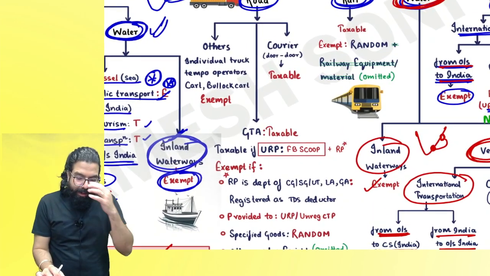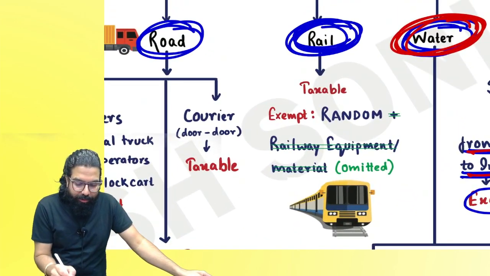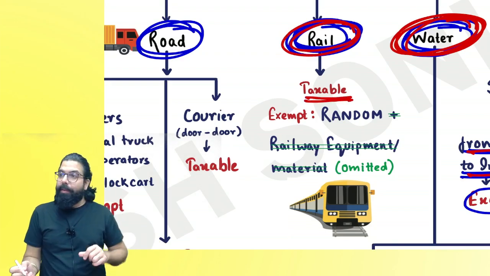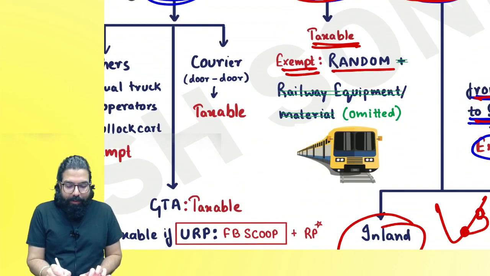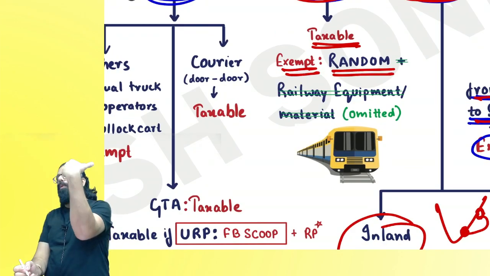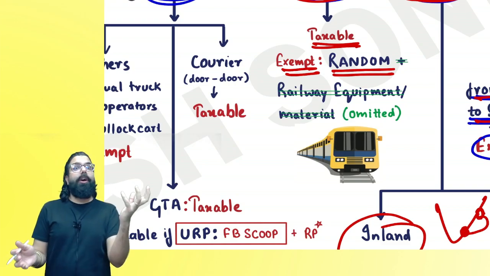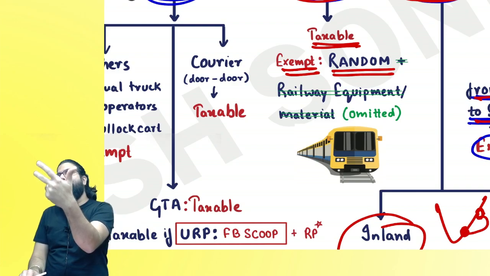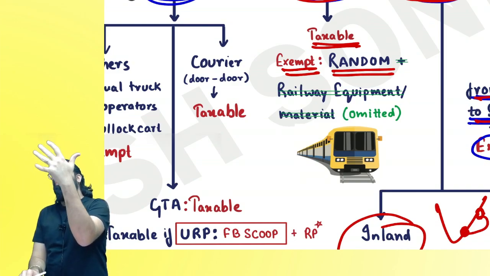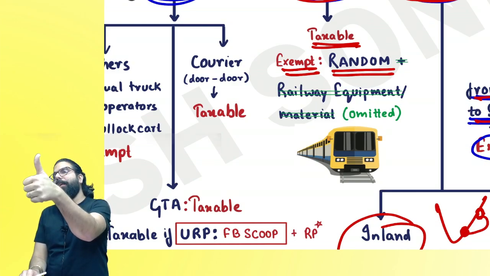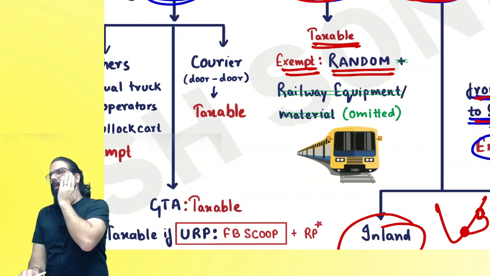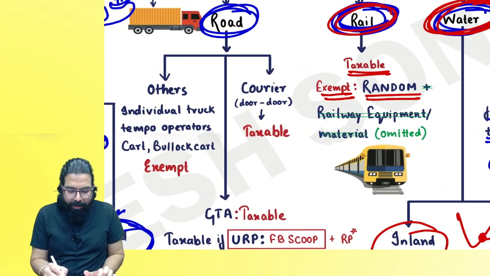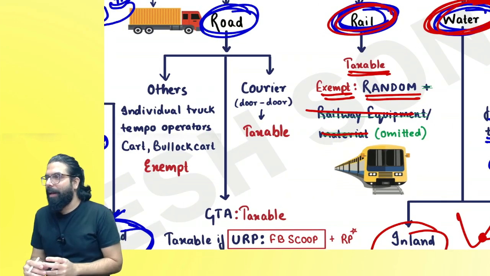Everyone over here now, listen to me very carefully. If transportation is done through rail, always remember, it is always taxable, but it is exempted if it is for random items. What is random? Relief material, agricultural produce, newspaper and magazine, defense and military equipment, organic manure, milk, salt, food grain, flours, and pulses. Okay, everyone, can I go ahead? But railway equipment and material has been deleted from here, omitted. Can I go ahead, everyone?